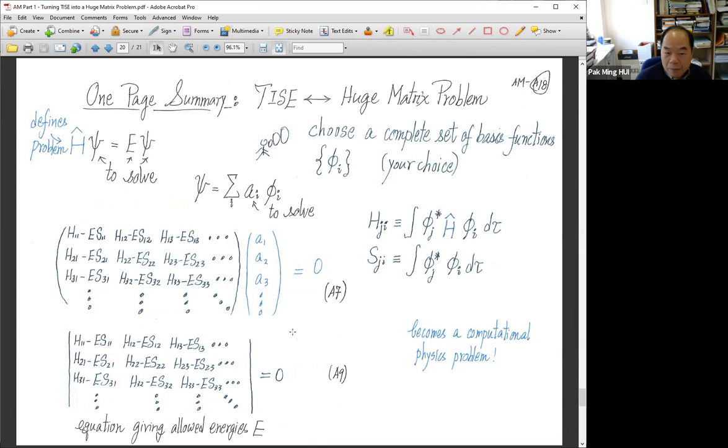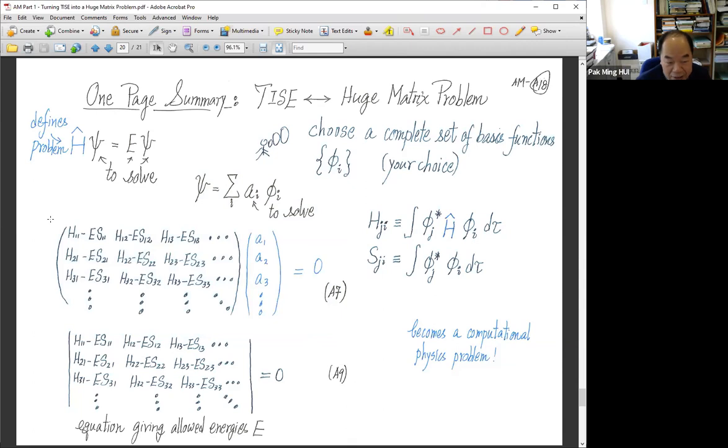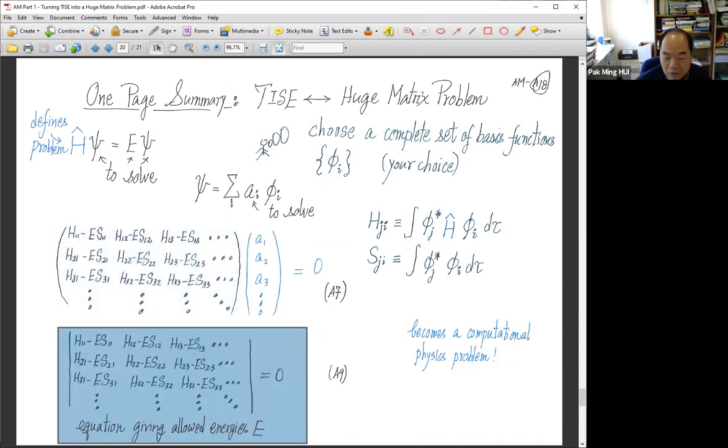So here's a 1-page summary. The next time when you encounter a Schrodinger problem to solve, think about making a choice of basis function. Then in your mind, do the expansion. The next step will be this big matrix equation. Don't waste time to do the derivation, okay? And then at the end, you realize that non-trivial solution means the determinant equals 0. That is an equation for all the allowed energies, okay? That turns the problem into a numerical or computational problem.